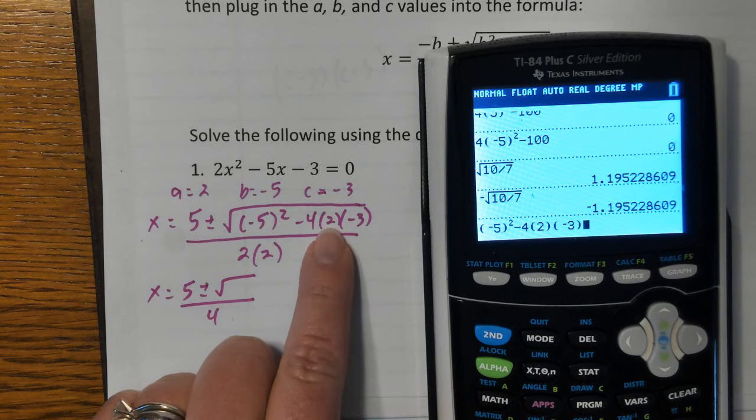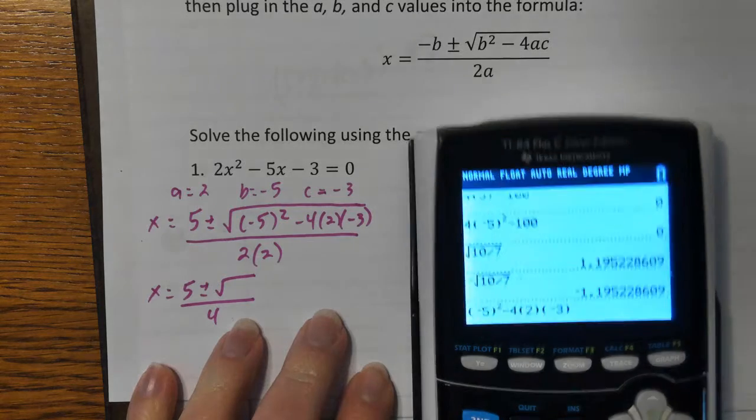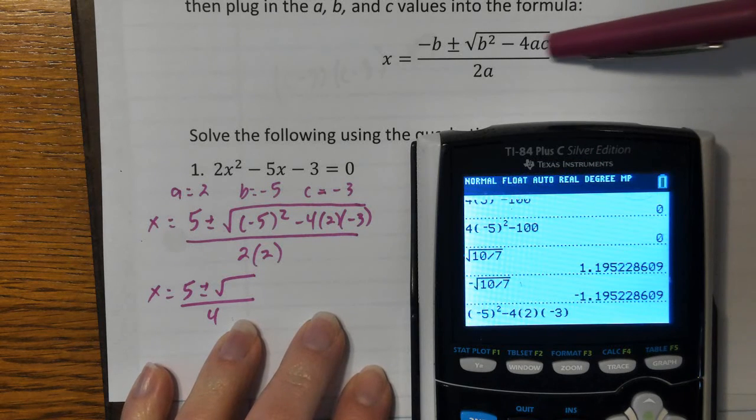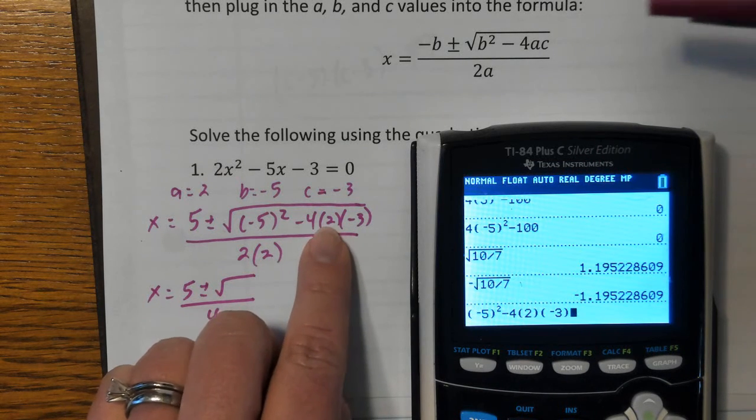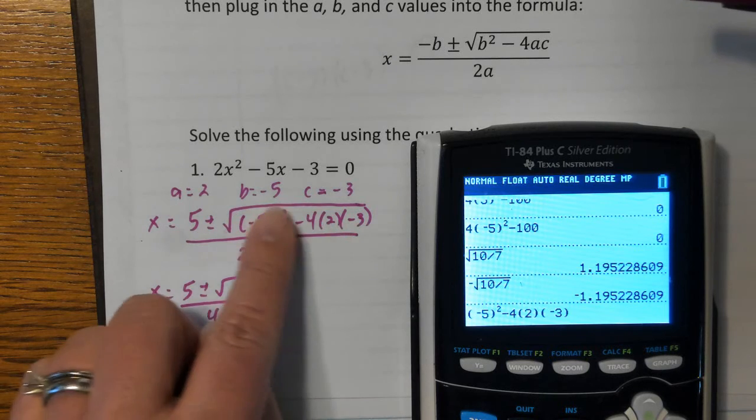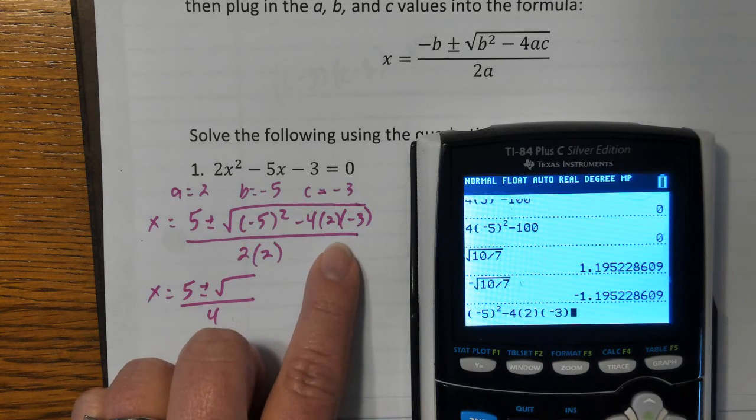Notice the reason I put the 2 in parentheses and the negative 3 in parentheses is because both A and C are being multiplied by 4. So I'm putting parentheses around the A value of 2, parentheses around the C value of negative 3. And I'm going to type that in my calculator.